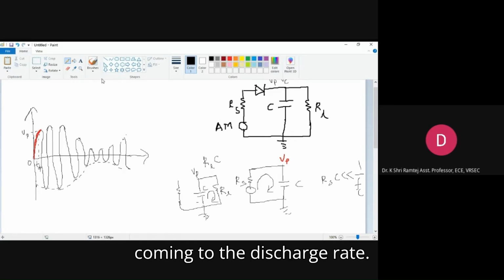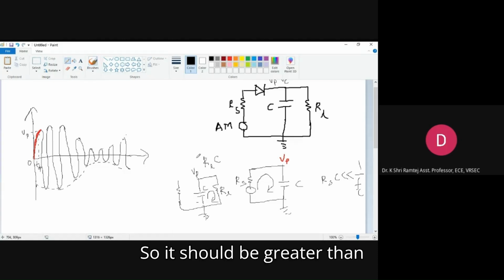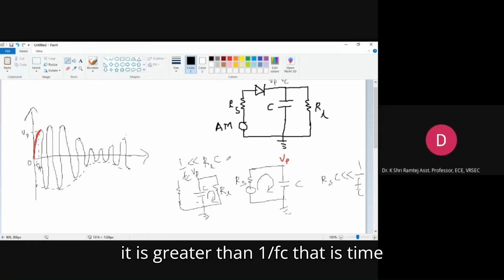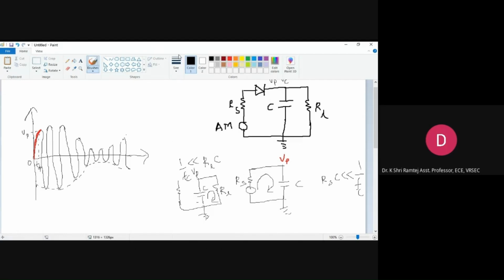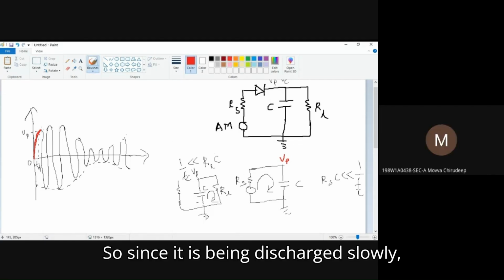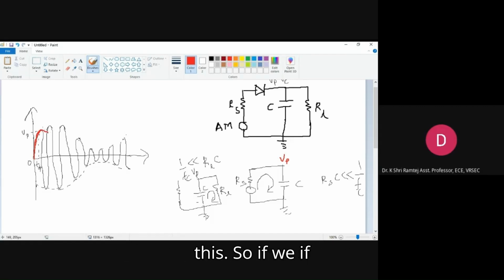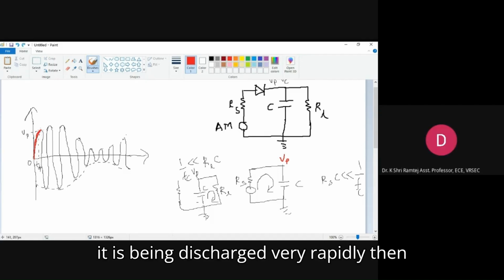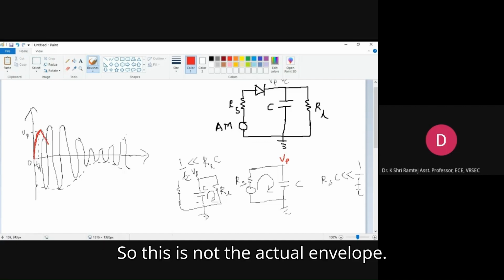And coming to the discharge rate, it should be greater than 1 by Fc. So when it is greater than 1 by Fc, that is the time period of the carrier, it will be discharged very slowly. Since it is being discharged slowly, it will discharge something slowly like this. If it is being charged very rapidly, then the waveform will look something like this. So this is not the actual envelope.